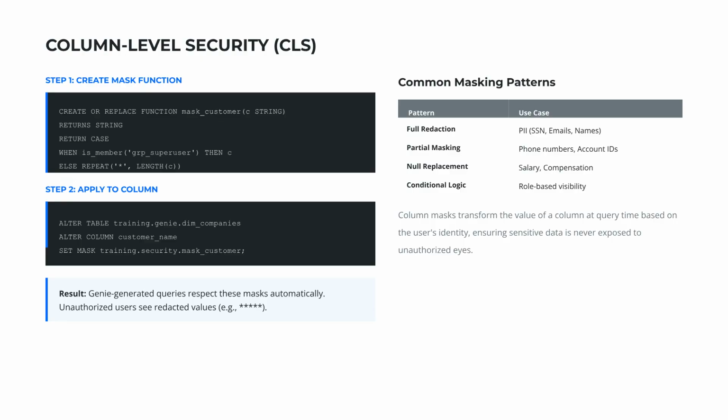You apply the mask directly on the column with alter table set mask. Genie respects these masks automatically. No extra work in the space. The user just sees what they're allowed to see. Nothing more, nothing less. Full redaction, partial masking, null replacement. You have total control at query time.